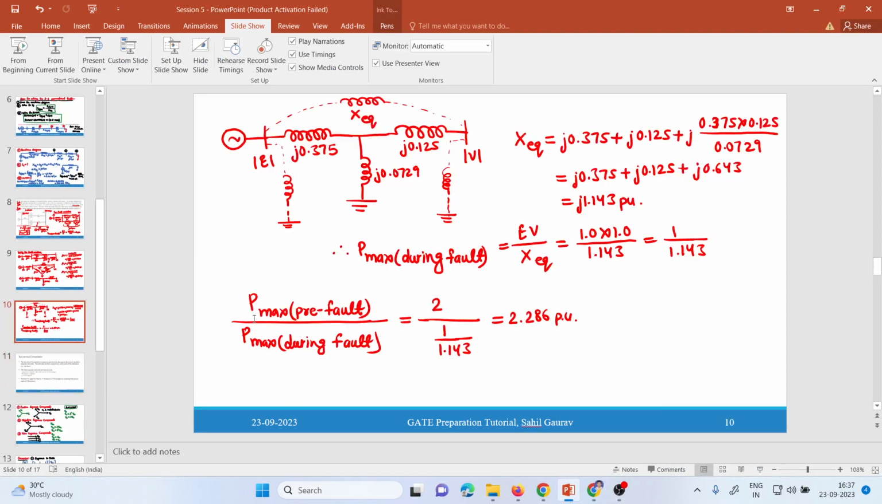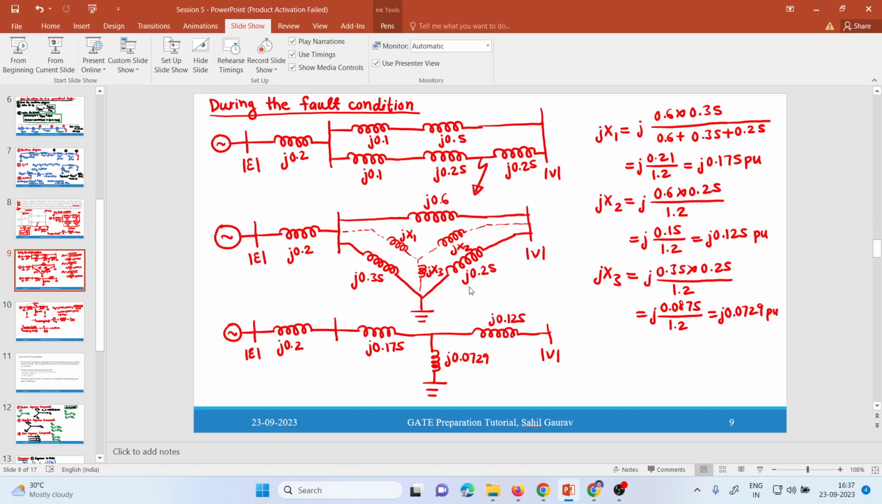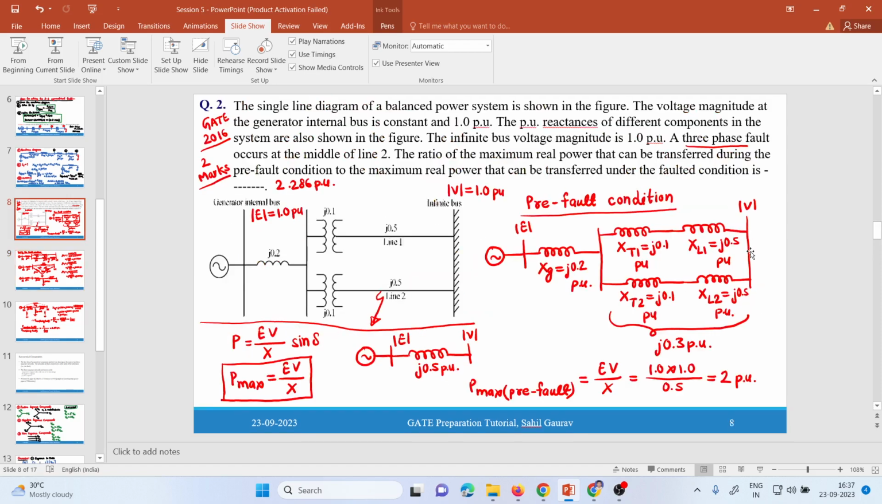Sir, I have another doubt. Yes. Sir, if the fault occurs at the end of line 2, in this question it was in the middle. Okay, if the fault is occurring at the end of line 2, what will happen in that condition? If the fault is occurring in line 2, then the equivalent reactance will be the same. You can see that because this is an infinite bus, the voltage is maintained here.